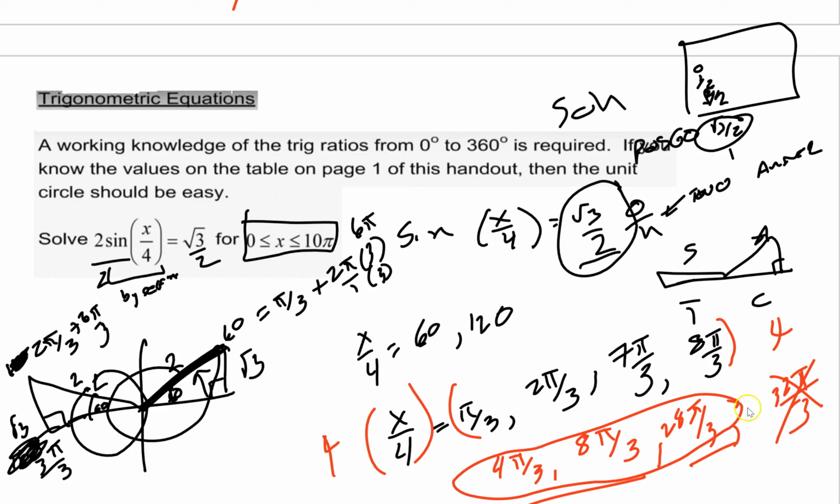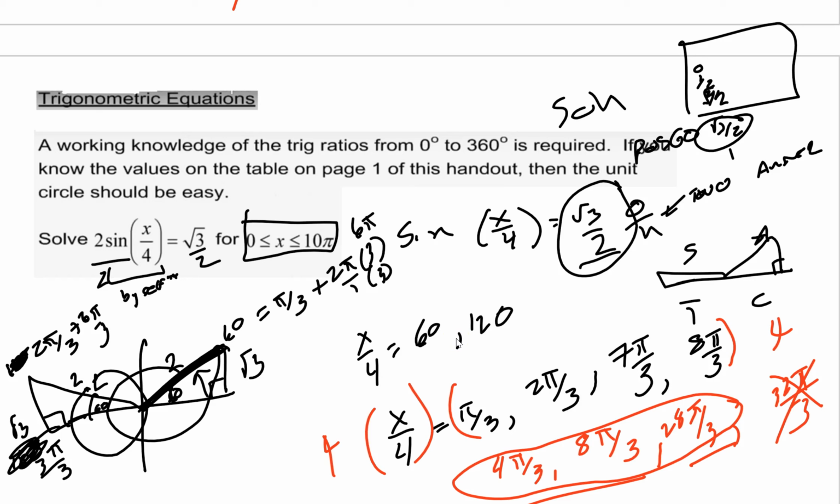So again, we're going to do a couple more, but the general idea is get the sine by itself. So in this case, I got sine x equals root 3 over 2. Ignore the inside. Let's worry about that at the end. So where does sine equal root 3 over 2? Quadrant 1 and quadrant 2. I don't care how you solve it. So you should get 60 and 120 in degrees, but we're doing radians here.